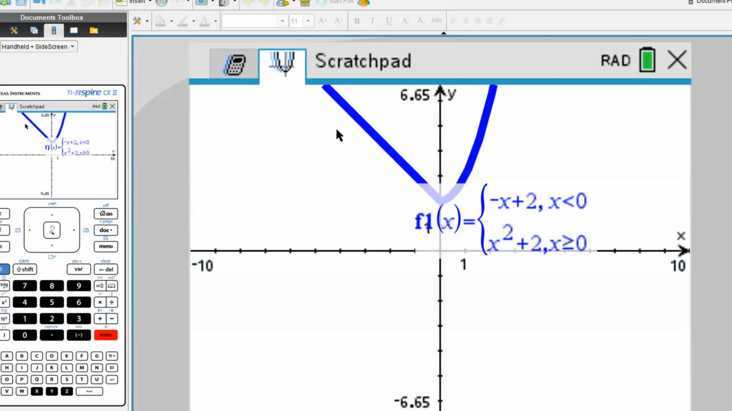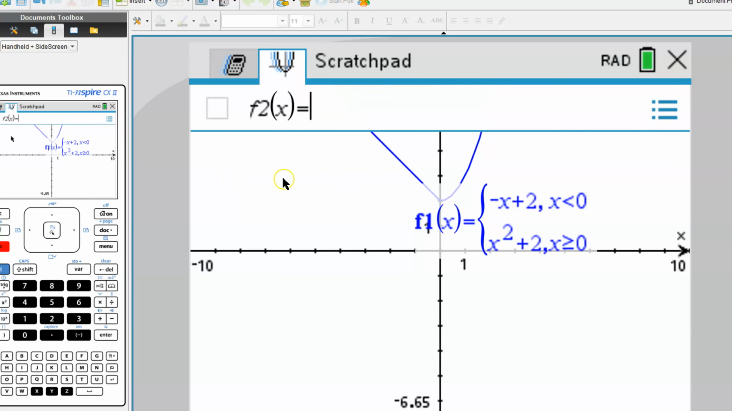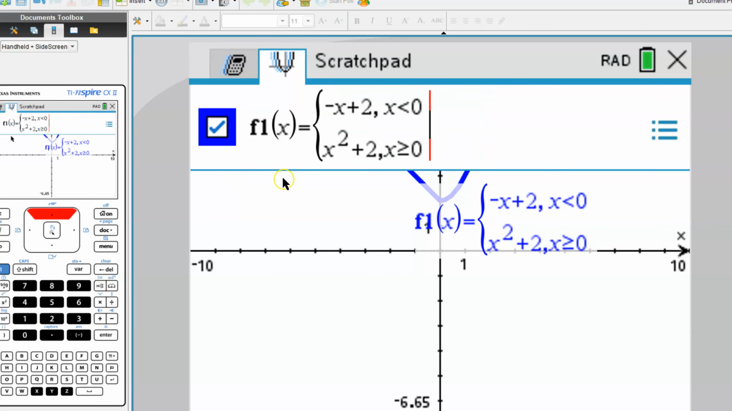Oh my gosh, this is amazing. It just plots my piecewise for me. So you put the function here, x less than 0. How do I get the less than? Control equal, and then it pops up the inequalities.